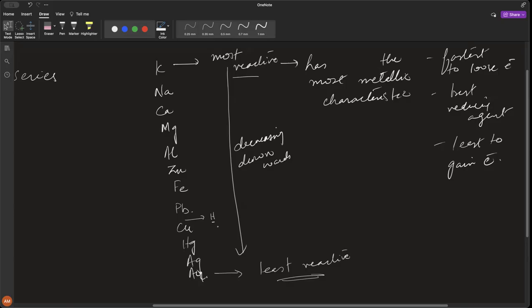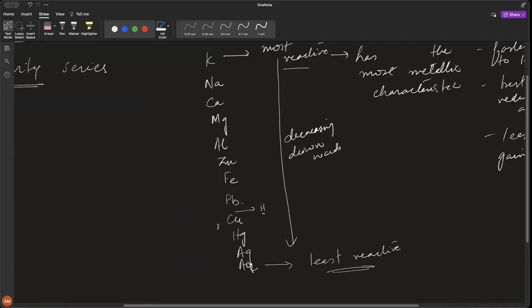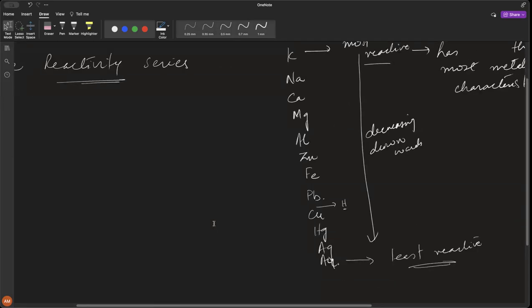Anishba, do you understand? If all of these elements were present in a solution, potassium would be the last one to accept electrons. Why? Because it is not meant to accept electrons, it is meant to give off electrons, right? Are you able to understand this? All right, so this is the reactivity, and it could be understood.